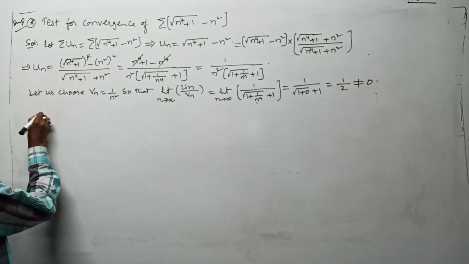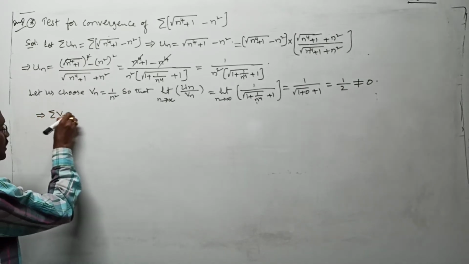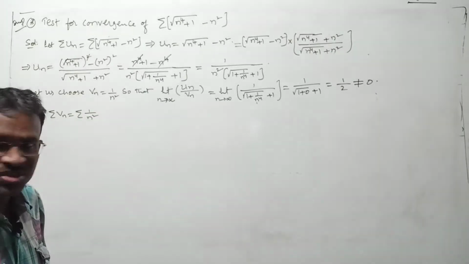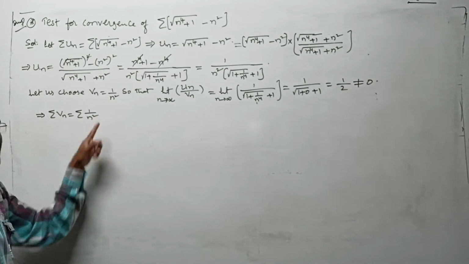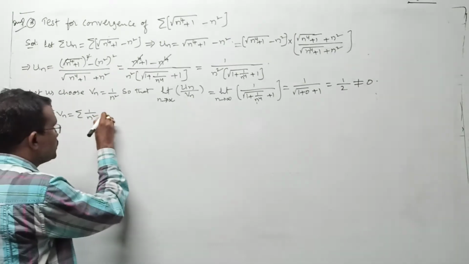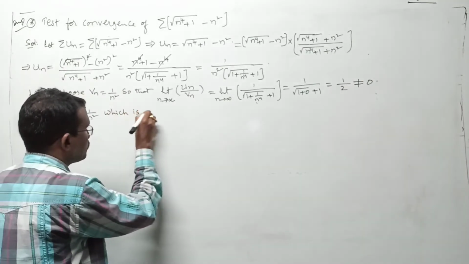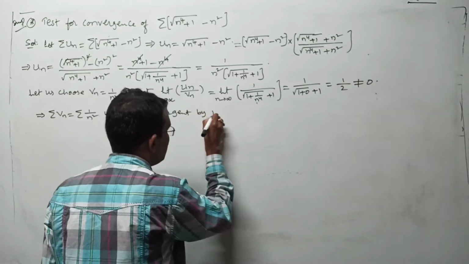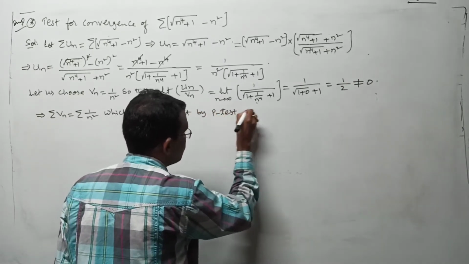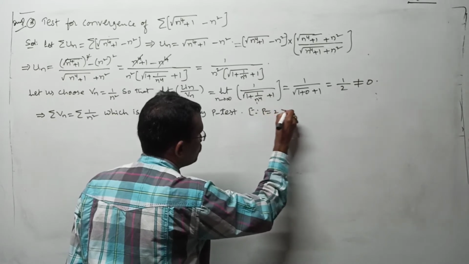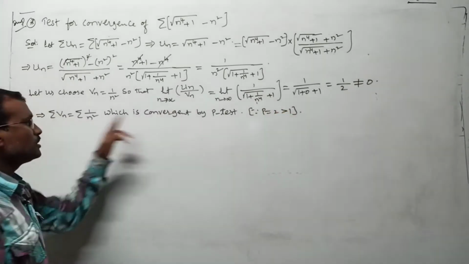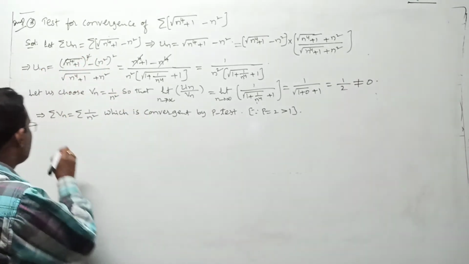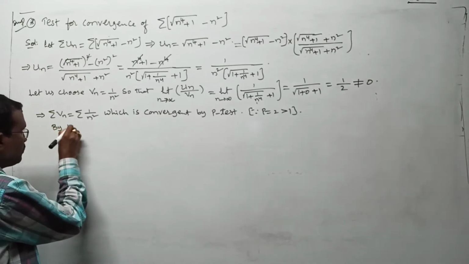Now let us go to the nature of sigma Vn. Sigma Vn is equal to what? Sigma 1 by n square. By auxiliary series test, is it convergent or not? Because p is equal to 2, greater than 1, which is convergent, by p test or auxiliary series test. Now we got sigma Vn convergent. By limit comparison test, sigma un is also convergent.